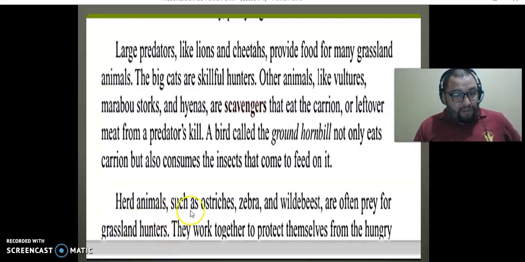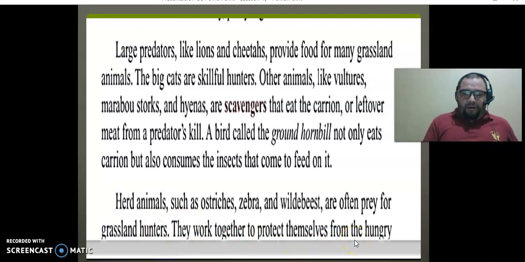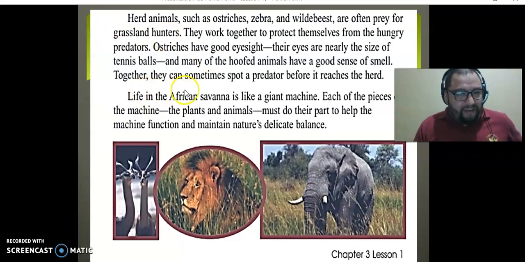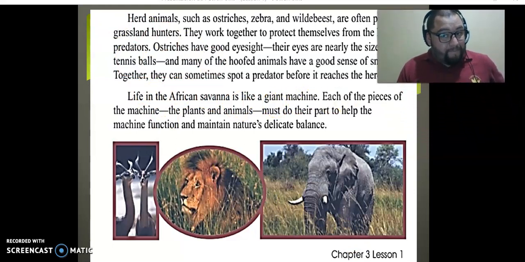So herd animals such as ostriches, zebras, and wild beasts are often prey for grasslands hunters. Poor things, they get eaten. They work together to protect themselves from the hungry hunters. So life in the African savanna is like a giant machine. Each of the pieces of the machine, the plants and animals, must do their part to help the machine function and maintain nature's delicate balance.